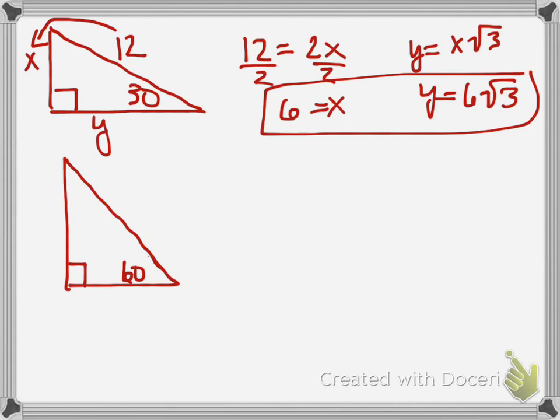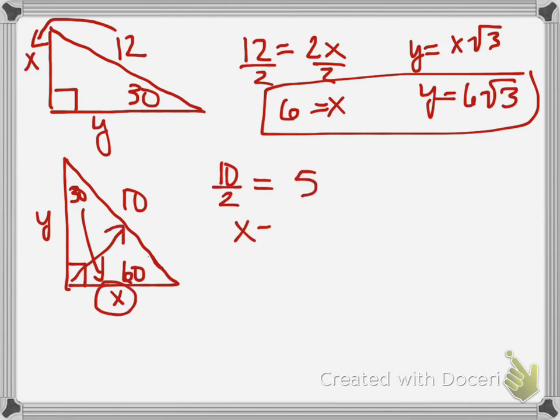Okay, notice that this is 60, so that means up here at the top is going to be 30, and I want to find that short leg first. If I'm giving you the hypotenuse, all you've got to do is divide by 2. You get 5. That's the short leg, so x is equal to 5. And then if you multiply that by the square root of 3, you get the long leg. And there you go. Okay, a couple more examples.